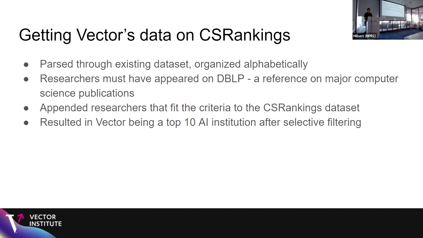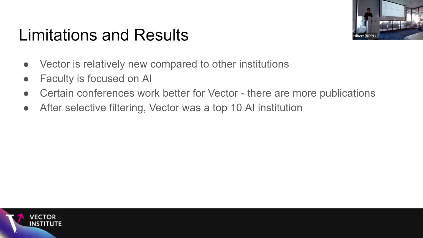These researchers that we want to add from Vector Institute, they're added onto the CSRankings data set. We made a clone of this so that we could edit this on the fly. And this resulted, after some selective filtering, in Vector being a top 10 AI institution. So to get to the top 10, it took some finessing.